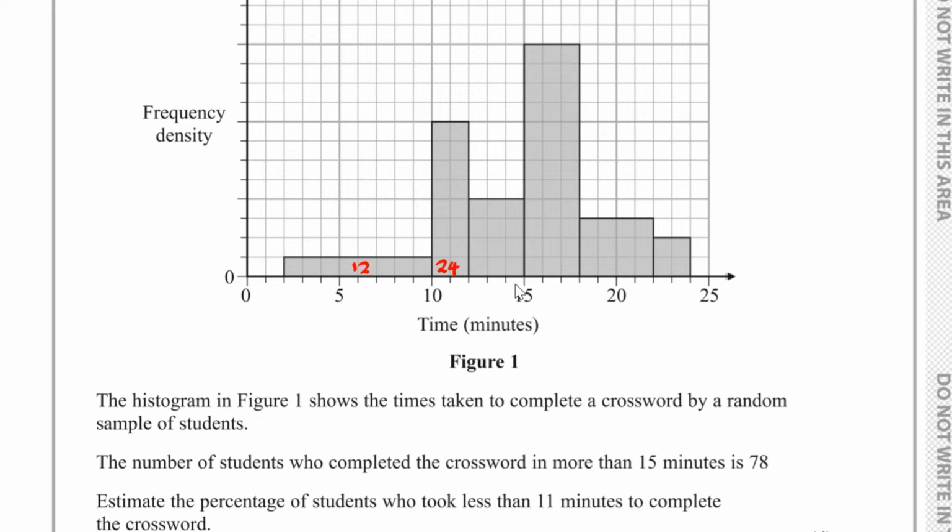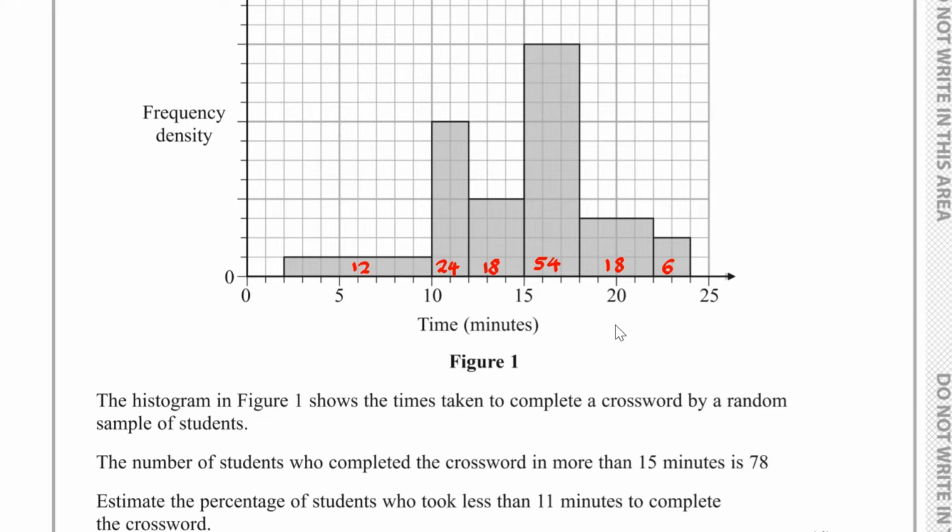You can see here between 12 and 15, we have 12 squares. 12 times by 1.5, that's 18. So here we have 18 students. Between 15 and 18, we've got 36 squares. And 36 times by 1.5, that's 54, so here we have 54. Between 18 and 22, we've got 12 squares. 12 times by 1.5, that's 18. So here we have 18. And finally, 4 times by 1.5, that's 6.